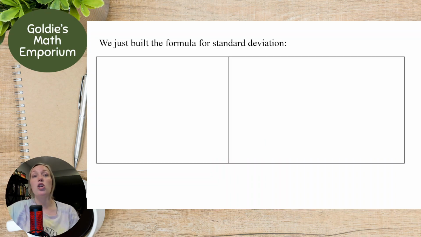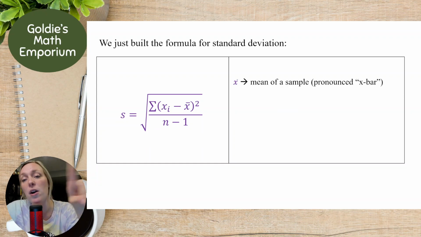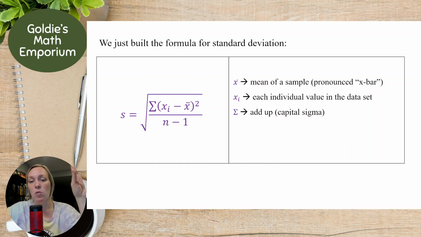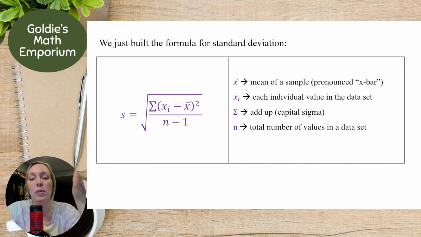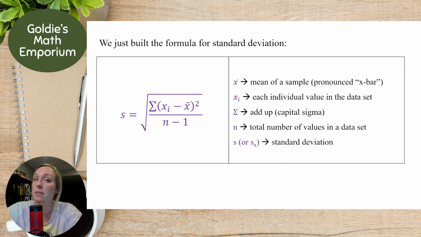So we just built the formula for standard deviation. Here it is, s equals. And look at that, it's beautiful. We know what all of those pieces mean. We know that x bar is the mean of a sample. xi represents each individual value in that data set. We know that sigma means add up. We know that n is the total number of values in the data set. And we know that s stands for standard deviation. You might also see that written as s sub x. It means the same thing.